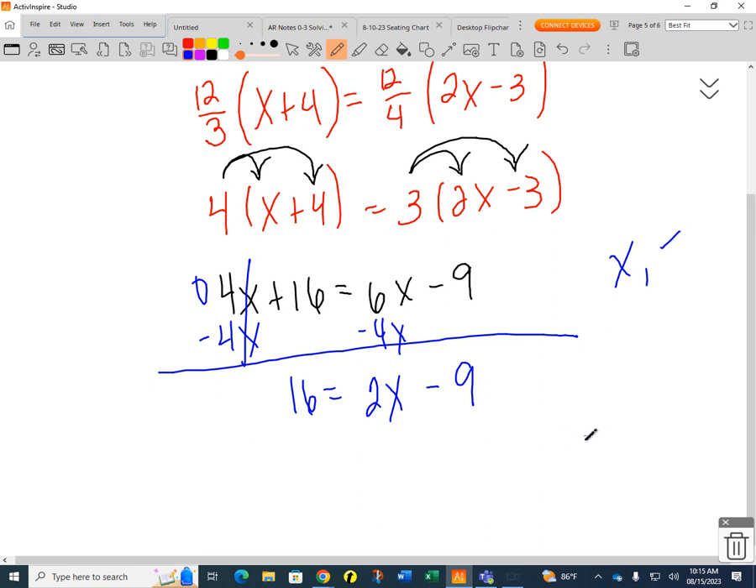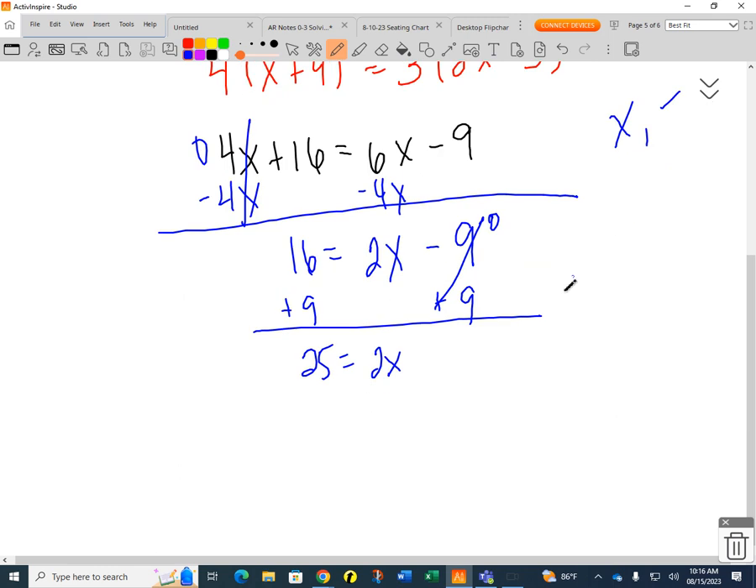Bailey, what would I do first here? Good. I'm going to add 9 to both sides. So 25 equals 2 times x, that's 0. So just 2 times x. The only thing I have left to undo is the multiplication. We undo multiplication by dividing. That gives me a coefficient of 1x, which we just write as x.